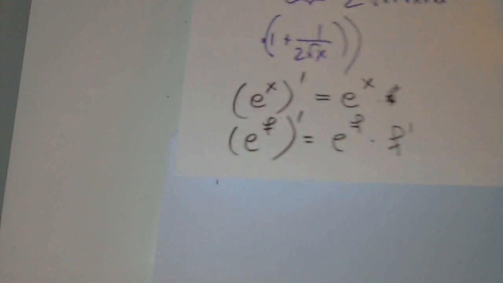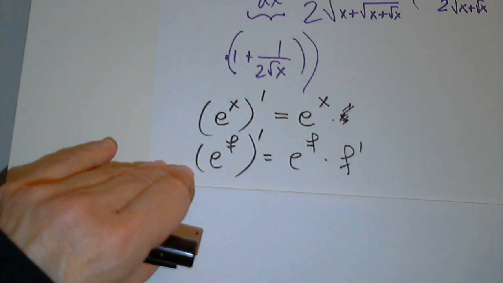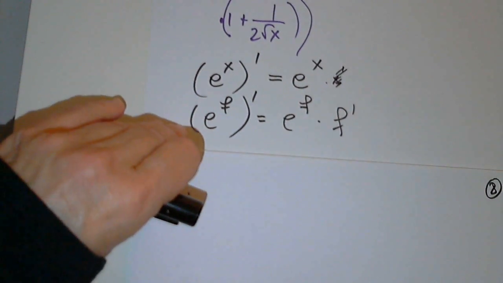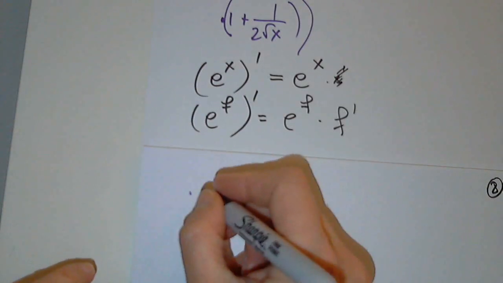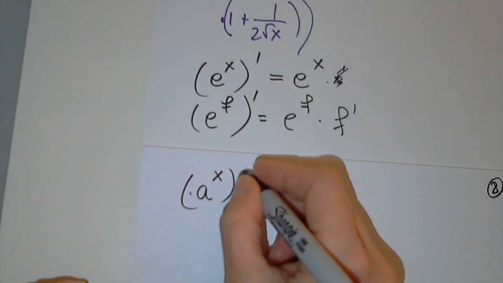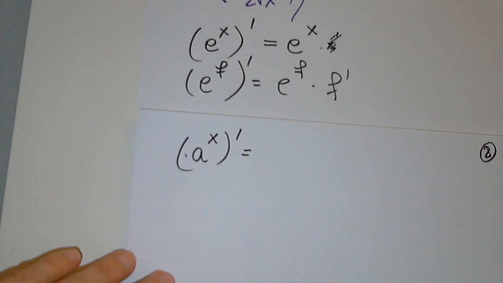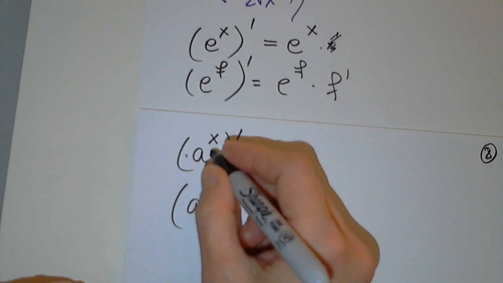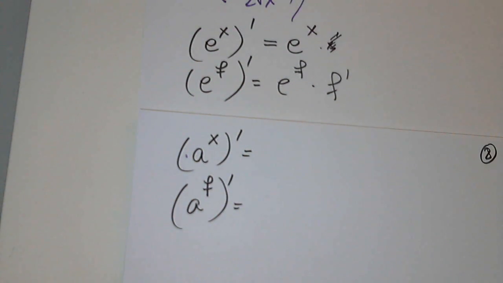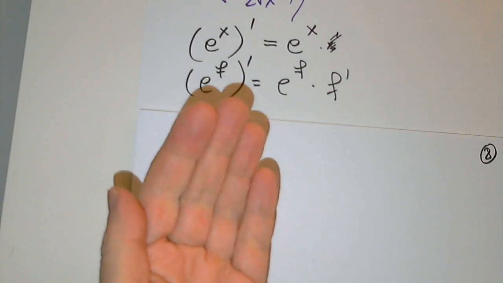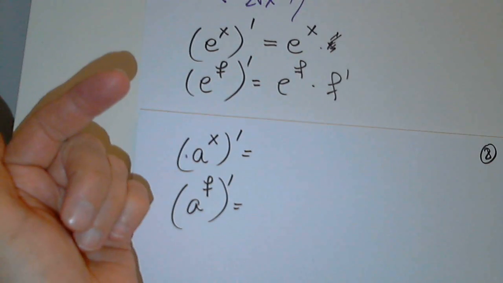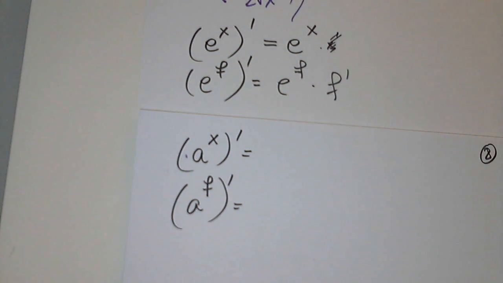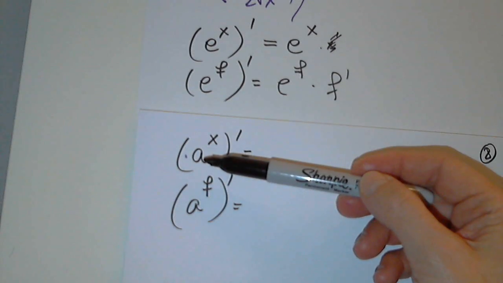Now, let's suppose the base is not e, but is a number a. So I want to be able to differentiate a number other than e to x, and also a number raised to a function, not just x, but a function f. So a to x and a to f. Okay, before we look at this, is there any way of connecting e to a or a to e?